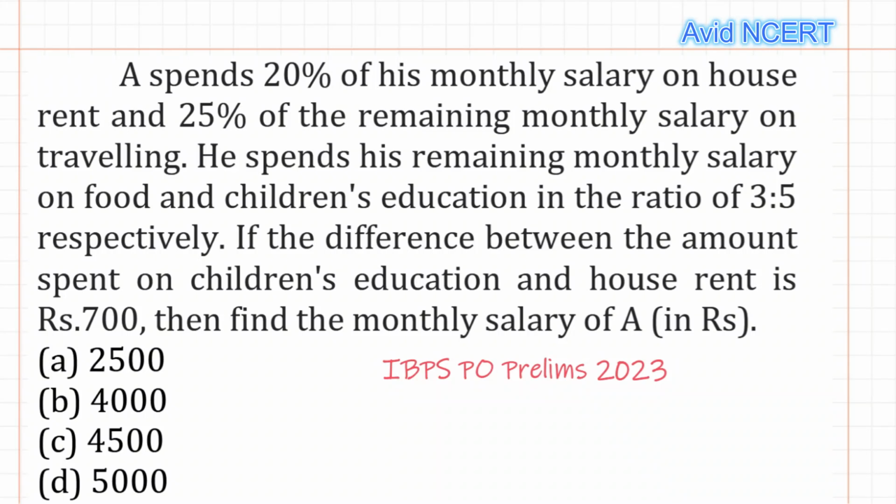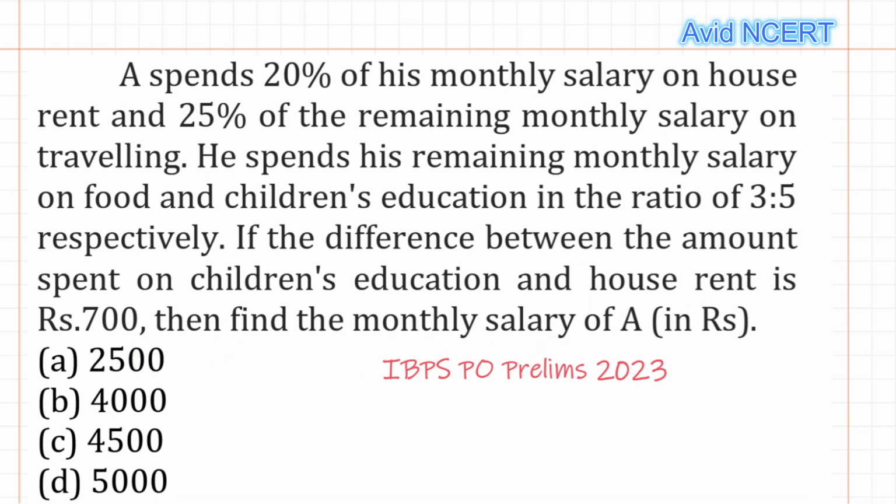This is Geeta. Today we'll be solving a question from the IBPS PO Prelims 2023 question paper. A spends 20% of his monthly salary on house rent and 25% of the remaining monthly salary on traveling. He spends his remaining monthly salary on food and children's education in the ratio of 3:5 respectively. If the difference between the amount spent on children's education and the house rent is 700, find the monthly salary of A.